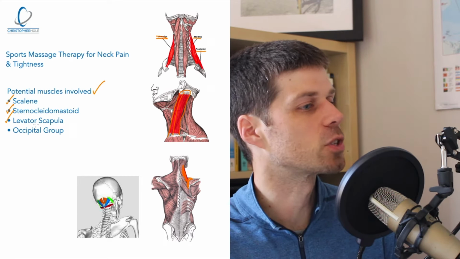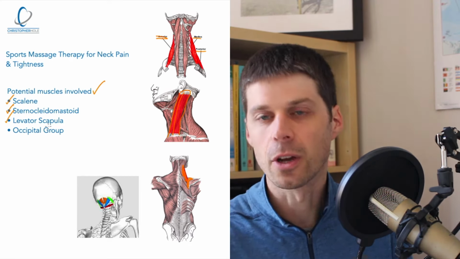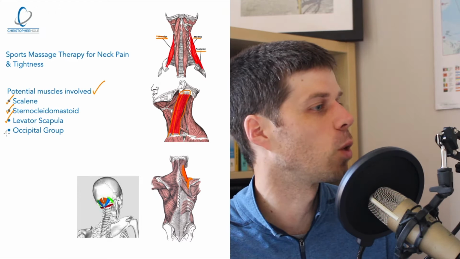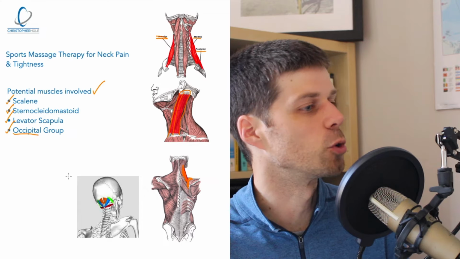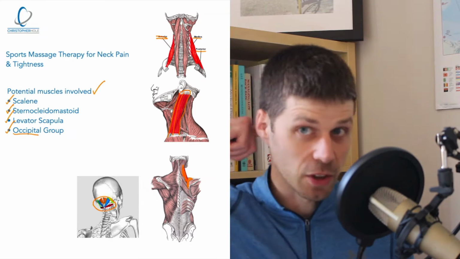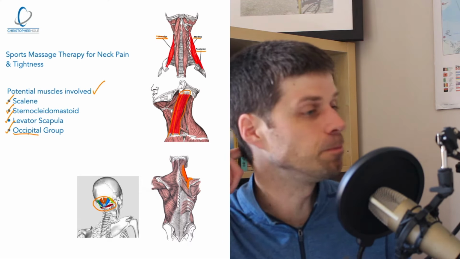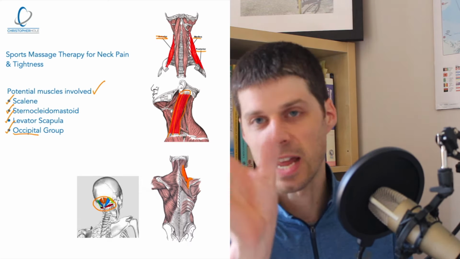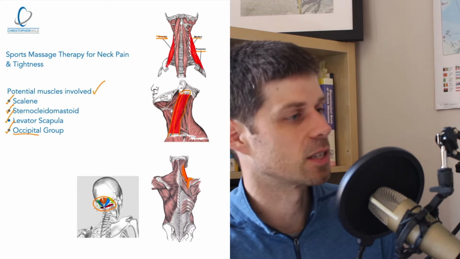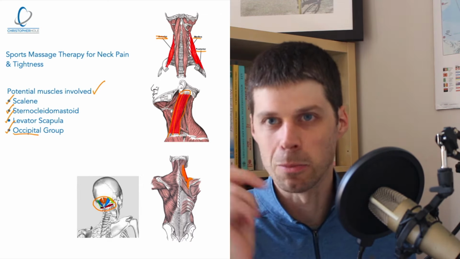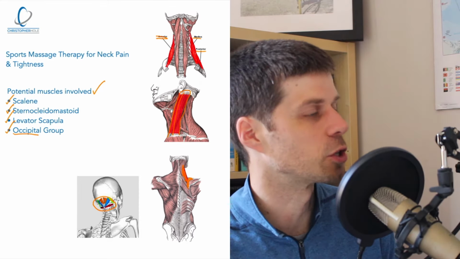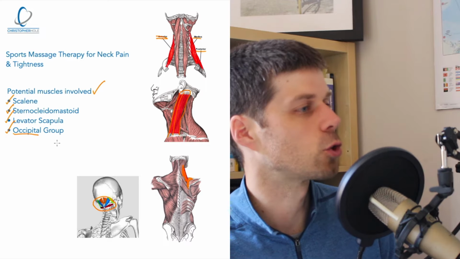So you can start to understand what might be triggering it, how you go about treating it, and so forth. And then the final one is the occipital group, which is basically in this area, the base of the skull back here. These are stabilizing the top 2 vertebrae, the atlas and the axis, and will go some way to assisting the movement of those vertebrae. So those are the potential muscles involved.